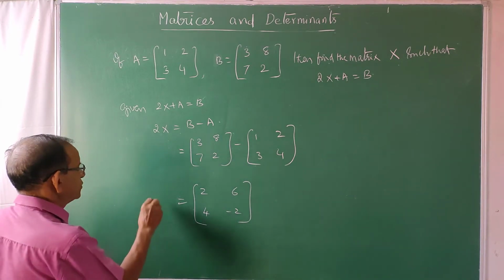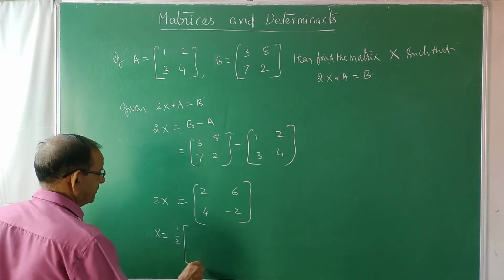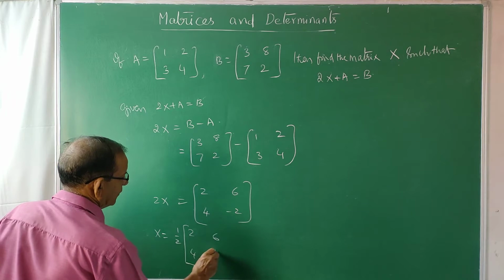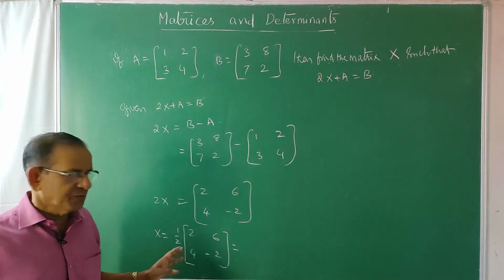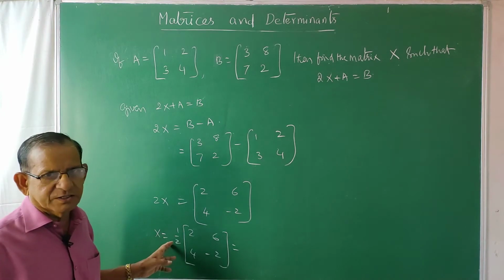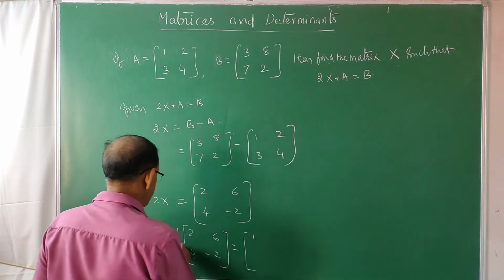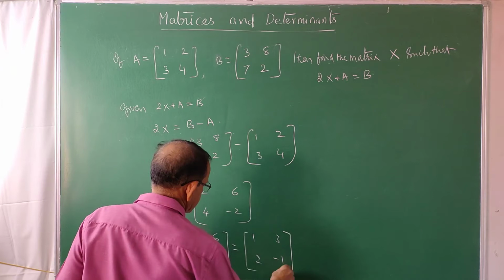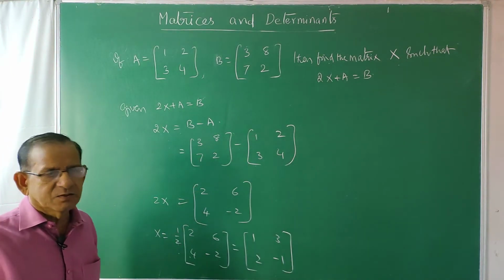Now this is 2X. So X is equal to half of 2, 6, 4, minus 2. If any constant is there outside, you have to multiply all the elements with that constant. That is half into 2, 1. Half into 6, 3. Half into 4, 2. Half into minus 2, minus 1. So this is the matrix X, so that 2X plus A is equal to B.